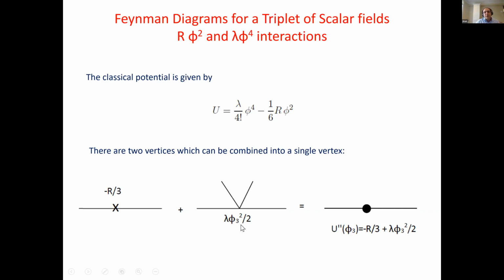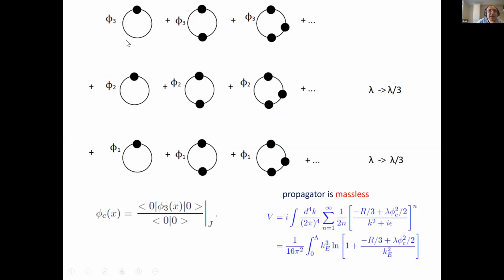Now, why are we looking at the third component? Because we're going to put the VEV in the third component of the scalar field. The scalar field has 3 components, but we can just make the VEV go into the third component. So what do the Feynman diagrams look like? You have the one at the top, which is the loops of phi 3. But you also have loops with phi 2 and phi 1. Phi 2, phi 1, phi 3.